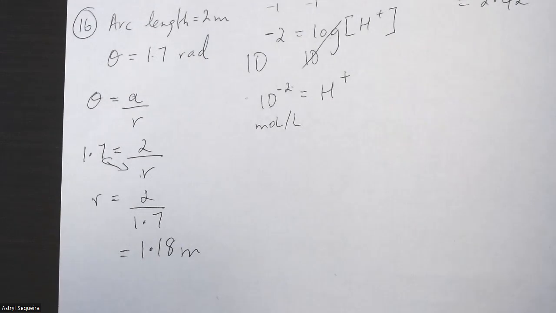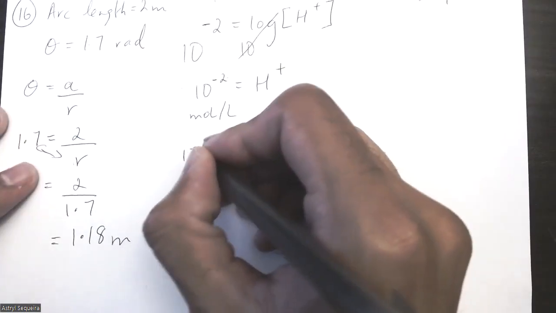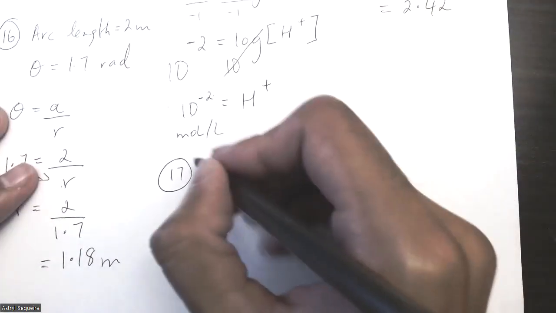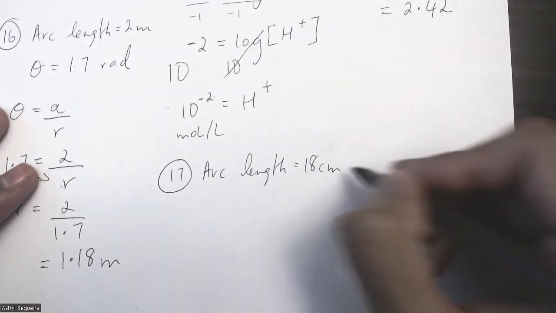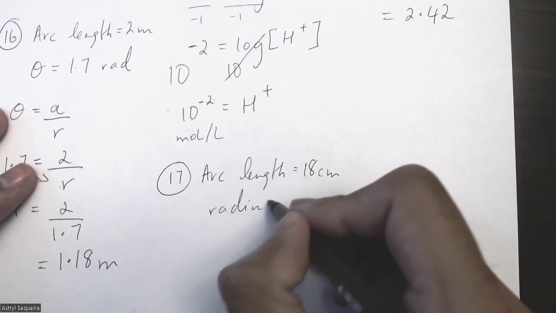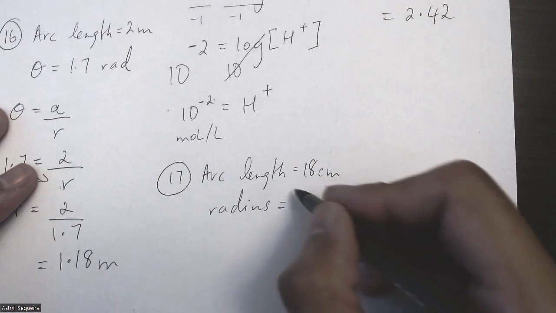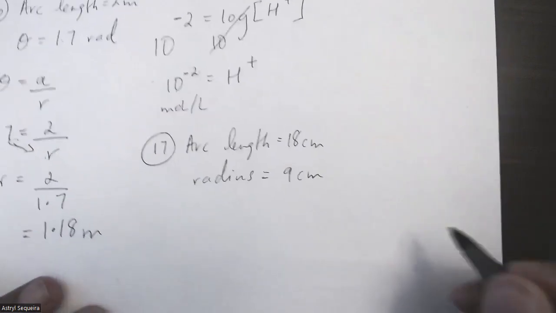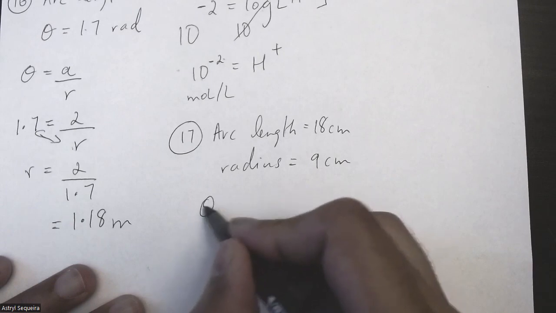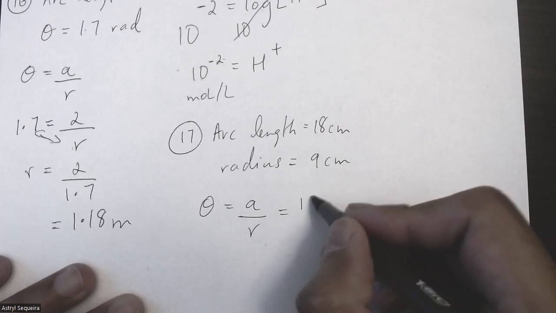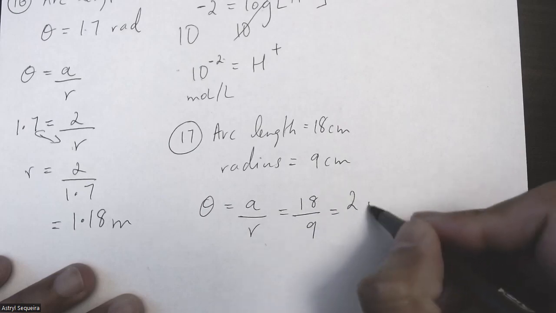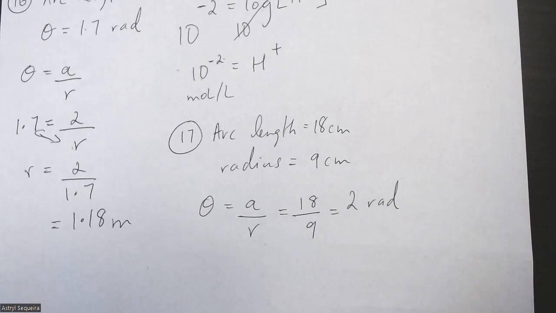Next question is pretty similar, but now this is question number 17. We are given that the arc length is 18 centimeters and the radius is 9 centimeters, and we need to find the angle, which is again pretty simple. We're using the same formula. Theta equals A over R, which is 18 over 9, which is just 2 radians. So very simple. You just need to know the formula and how to apply it, and make sure that your angle is in radians.